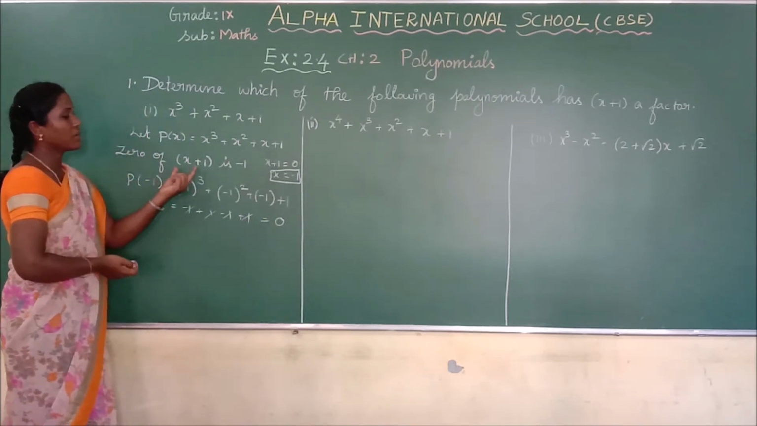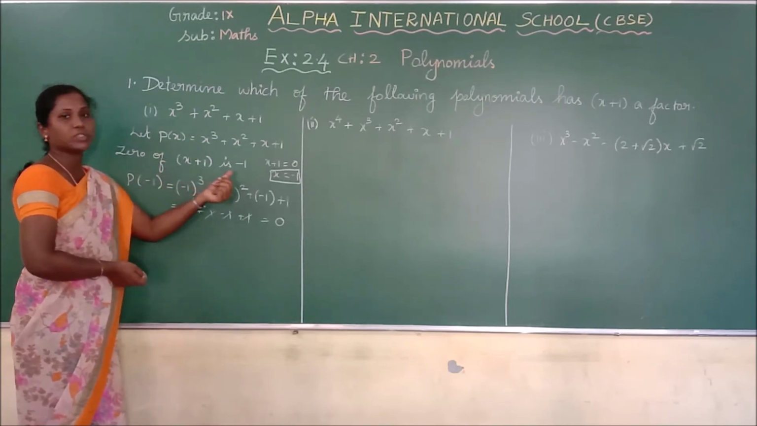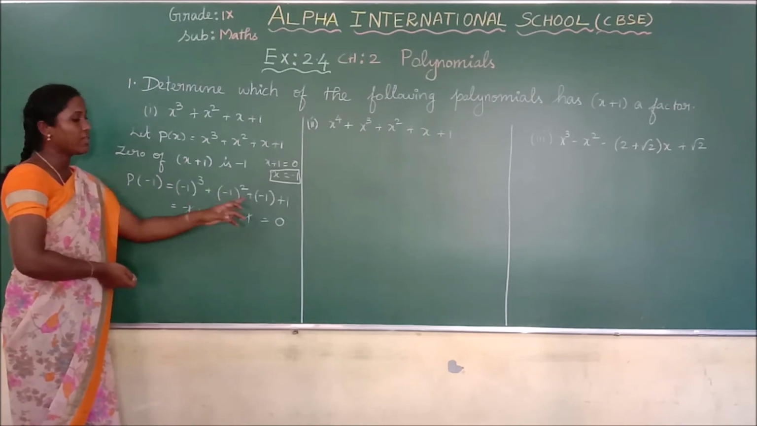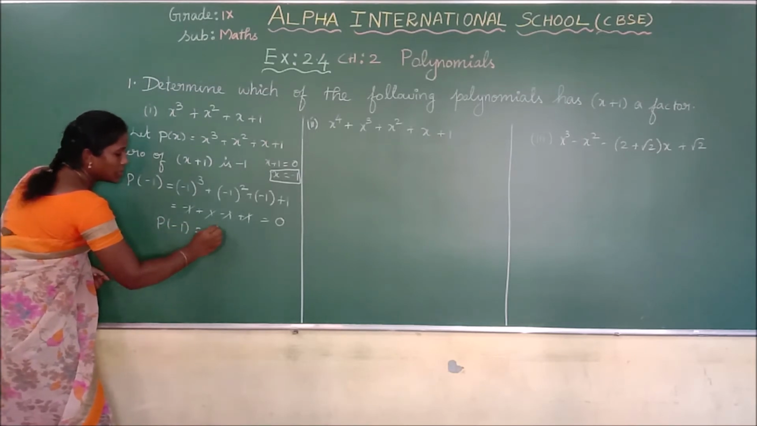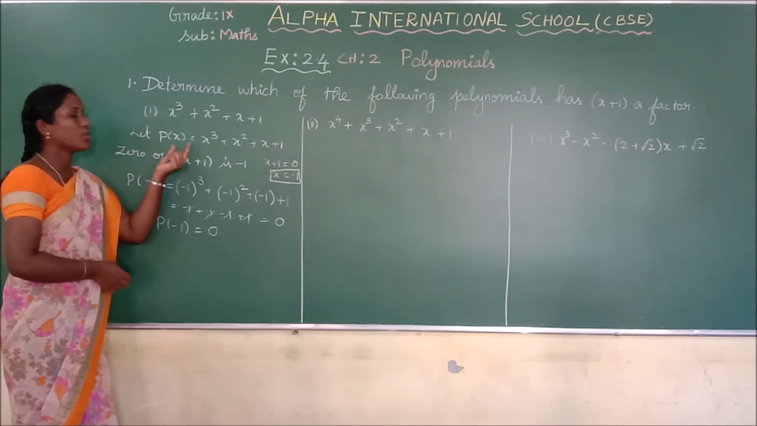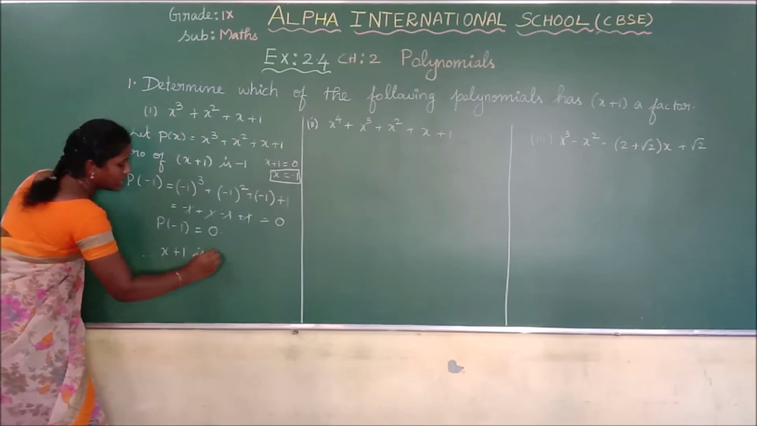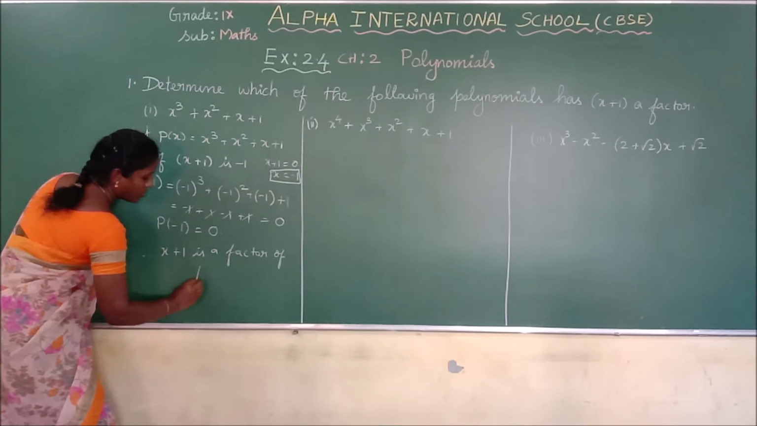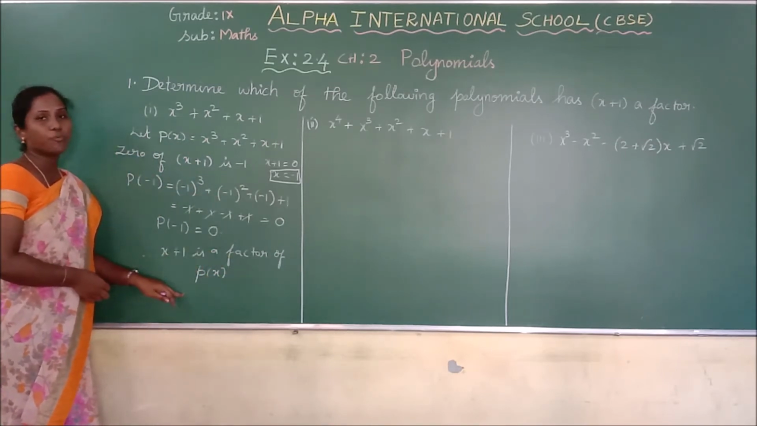So see here, we have to determine whether x plus 1 is a factor of the given polynomial. We found the 0 of x plus 1, that is minus 1. We replaced x by minus 1 in the given polynomial and we got P of minus 1 equal to 0. So what is the conclusion? Here x plus 1 is a factor of this polynomial. So we can write that x plus 1 is a factor of P of x. In the first subdivision we got x plus 1 is a factor of P of x.